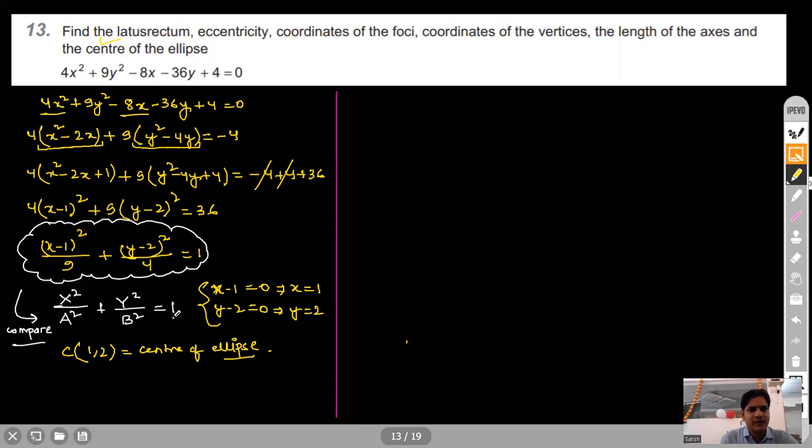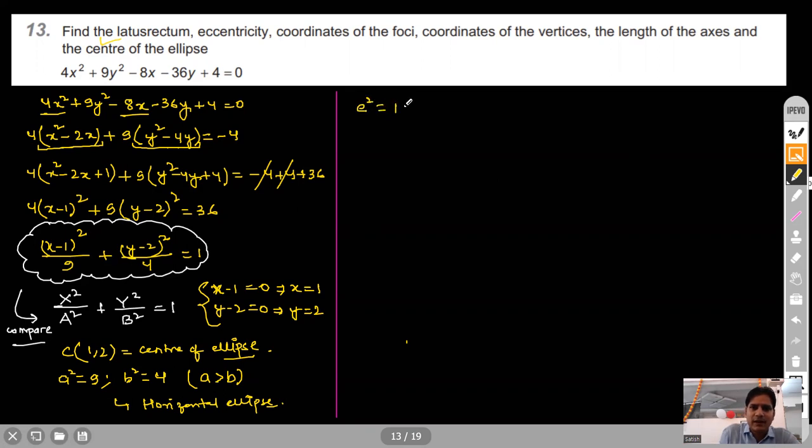Comparing it with our standard one, we see here a square is equal to 9, right? And b square is equal to 4. So here you see a is greater than b. So it will be basically a horizontal ellipse. Okay. So what next? We can find the eccentricity.